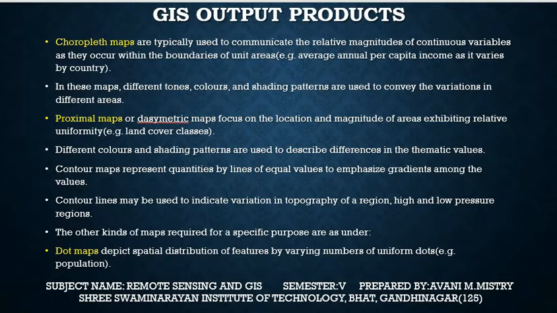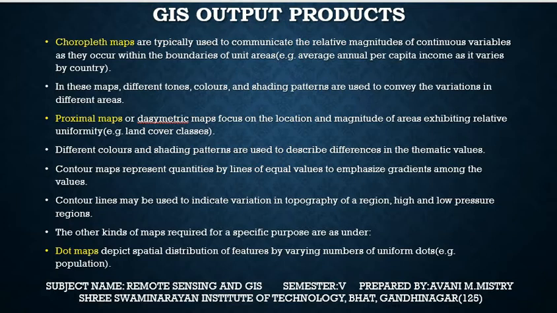Then choropleth or dasymetric maps focus on the location and magnitude of areas exhibiting relative uniformity, that is land cover classes, etc. Okay, different colors and shading patterns are used to describe the differences in thematic values, and contour maps represent quantities by lines of equal value to emphasize the gradients among the values. Contour lines may be used to indicate the variations in the topography of a region, high and low pressure regions, etc. The other kinds of maps required for specific purposes are as under: dot maps.